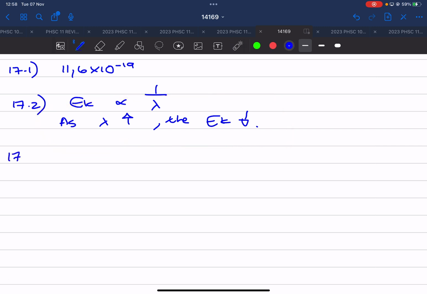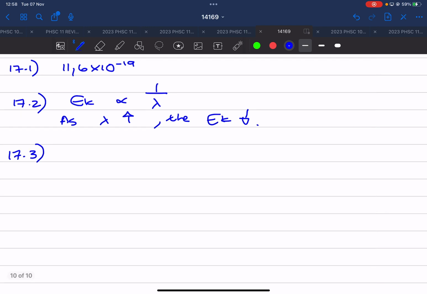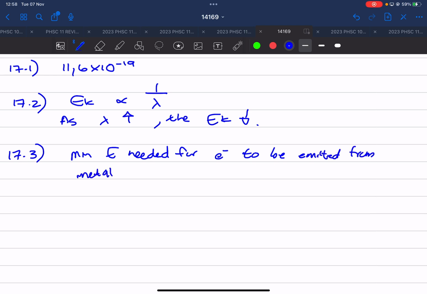Okay, 17.3. Define the term work function in words. That is the minimum energy needed for an electron to be emitted from a metal surface, am I right? There you go.